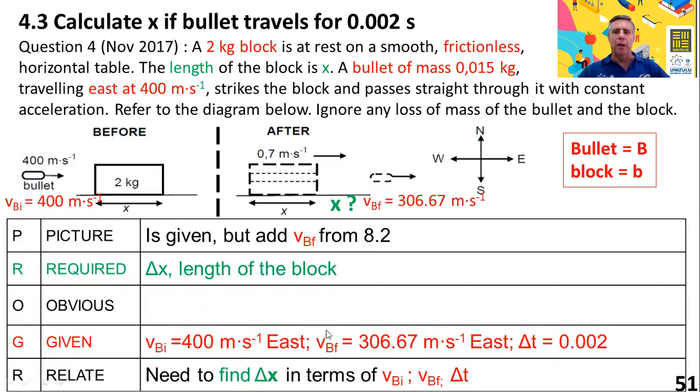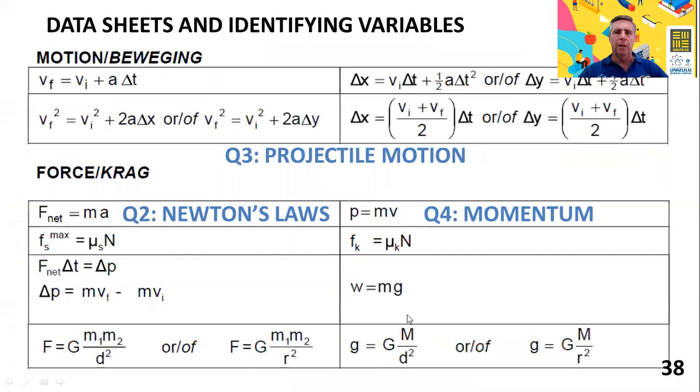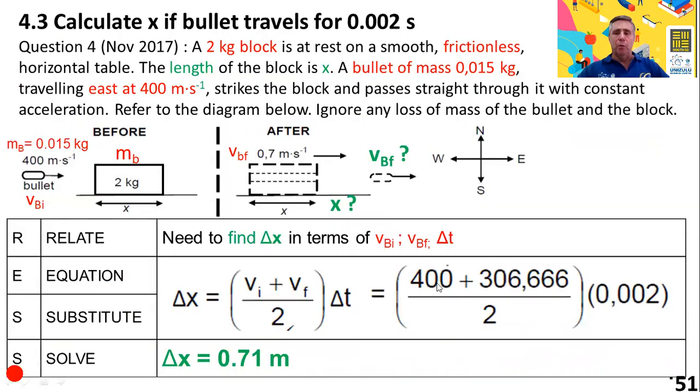So now we can look for an equation because we need to find delta x in terms of the initial velocity, the final velocity of the bullet, and delta t. Now, in this case, it's a good example of where you have to look for an equation somewhere else. In fact, we need to look under these equations of motion, not the momentum equations, to find what we need. And there you can see delta x, the length, in terms of initial and final velocity, and delta t, the time. So once we have the equation, we simply substitute our numbers in, initial and final velocities, and we're going to take an average, we multiply by delta t, and we get delta x is 0.71 meters.